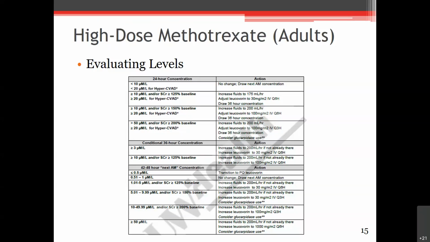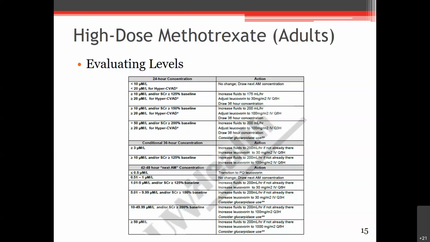Pharmacists do always keep an eye out for these levels in the serum creatinine. So once we see those results, if there are changes needed in the fluid rate or leucovorin dosing, we'll touch base with the team, or if the result comes back during the evening, then we will page the fellow or attending to discuss any changes that are needed.